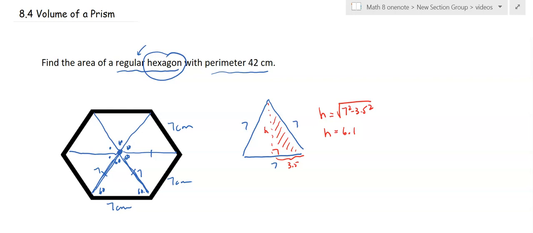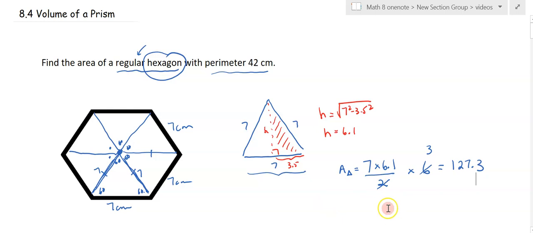So now I know the area of this triangle is going to be the entire base, 7, multiplied by the height of the triangle, divided by 2. And there are 6 of those identical triangles, so now I'm going to multiply by 6 to find the area of the hexagon. And I could save myself some time and just multiply it by 3. So I get 6.1 multiplied by 7 multiplied by 3. I now know the area of the hexagon is 127.3. There are different formulas you can memorize, but this is just the basic idea of the area of a hexagon.